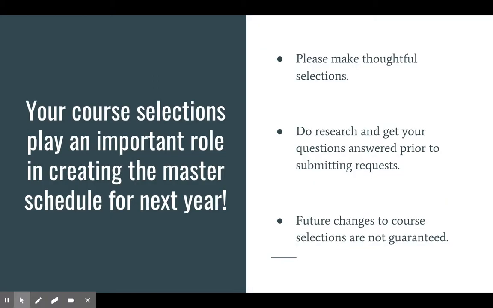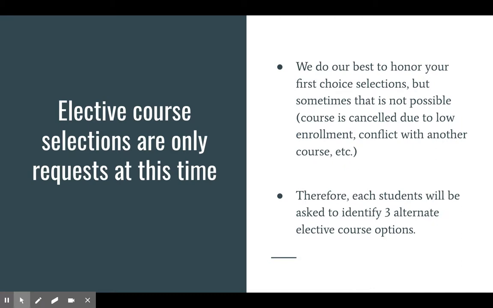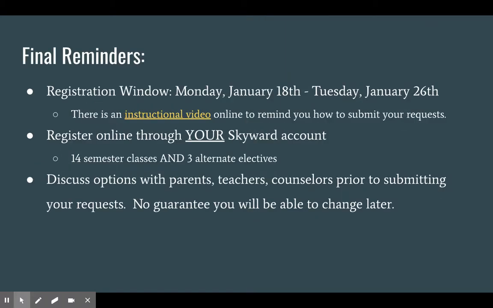So now is the time to make thoughtful selections and do your research, asking questions of your teachers, classmates, things like that. We can't guarantee that we'll be able to make changes down the road. So we really need you to do that research and ask those questions right now. We will always do our best to honor your first choice, but sometimes it's not possible. Sometimes there's a conflict or the course isn't offered. And so we really need you to choose some alternate electives that we could go back into and add into your schedule down the road. We don't have the ability to call you over the summer when we're fixing your schedule. So we really do rely on you providing the information up front during this process.